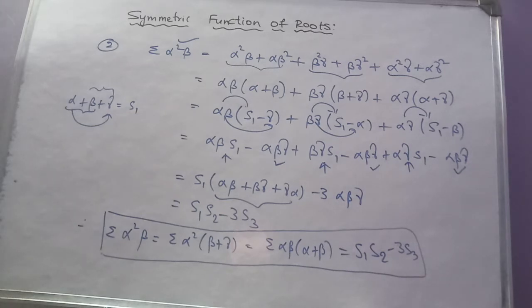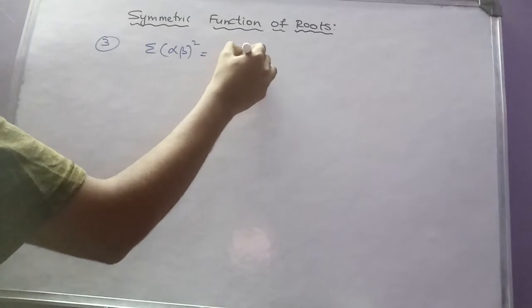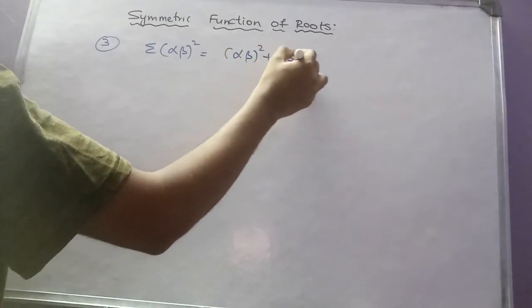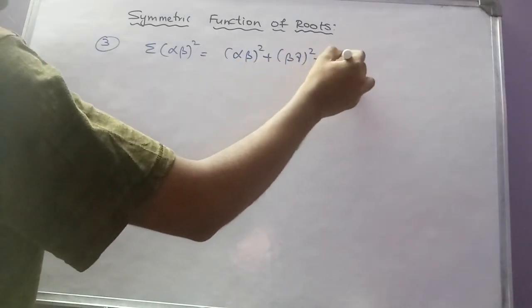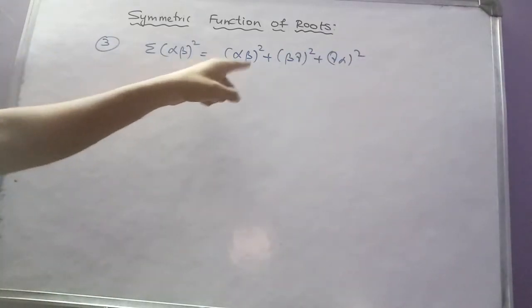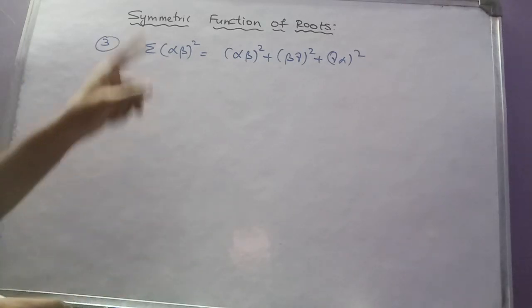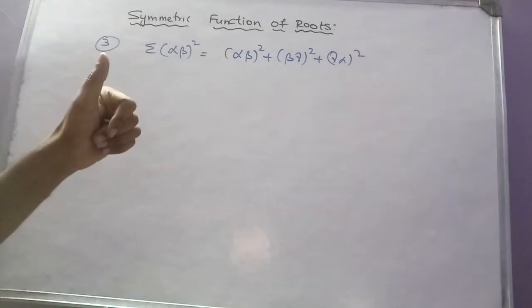The next one is sigma alpha beta whole square. What is it? This is nothing but alpha beta whole square plus beta gamma whole square plus gamma alpha whole square. The summation of alpha beta square is nothing but this. How to solve this? Just like we have done, what is a square plus b square plus c square? How we have solved sigma alpha square, that is alpha square plus beta square plus gamma square?